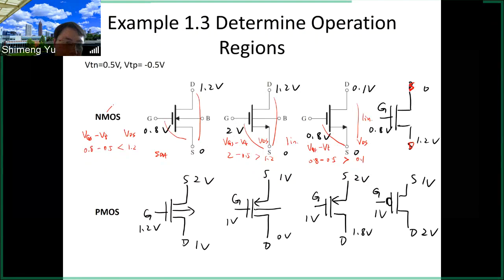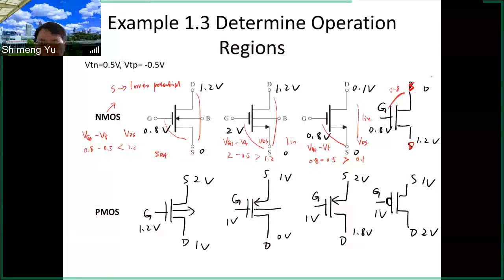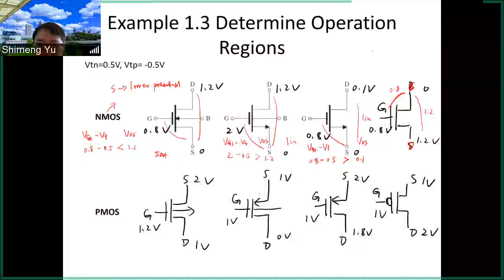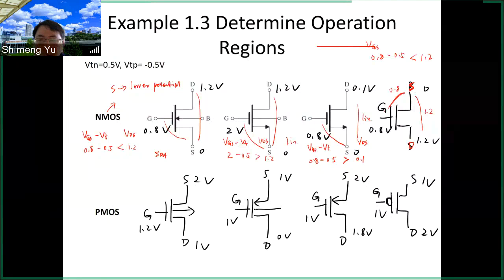So here again, NMOS, source, lower potential. Now you see that VGS is 0.8 and VDS is 1.2. So again, this is 0.8 minus 0.5, VGS minus VT, smaller than 1.2.